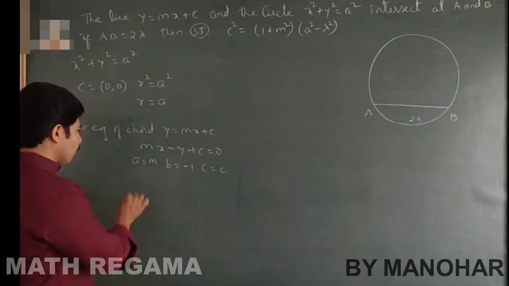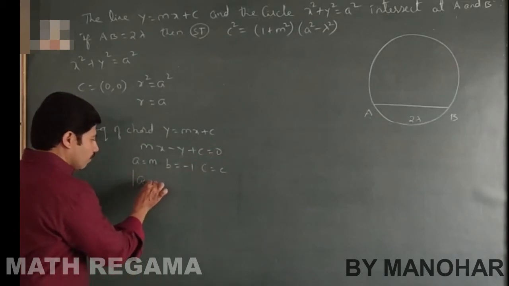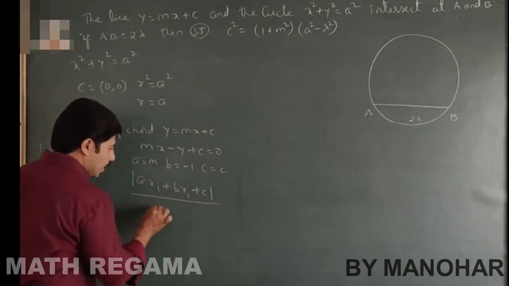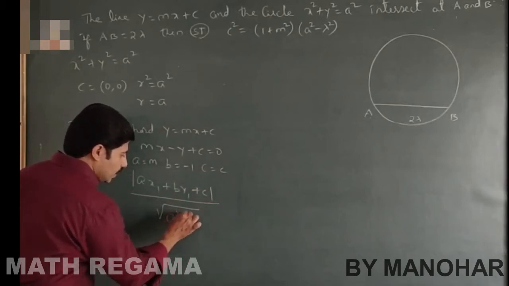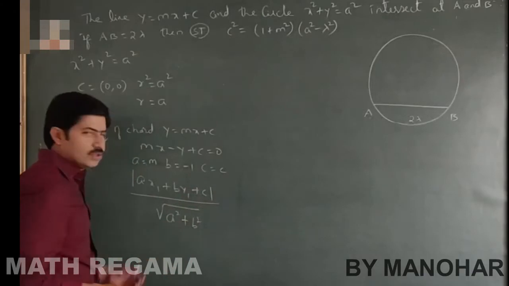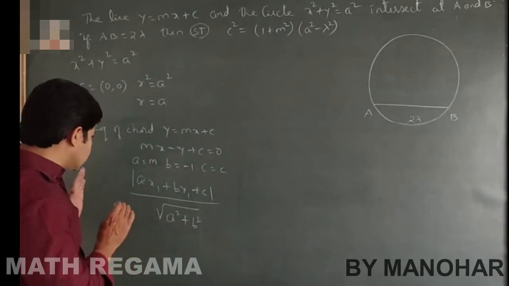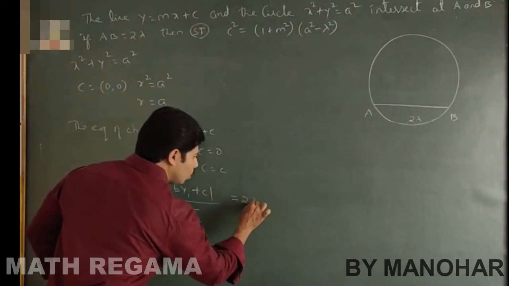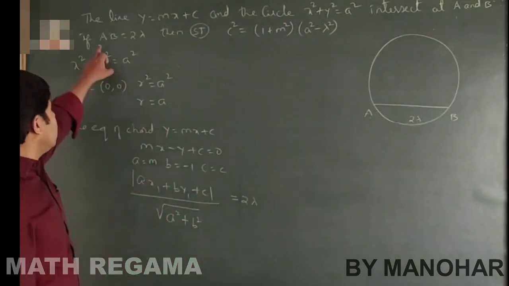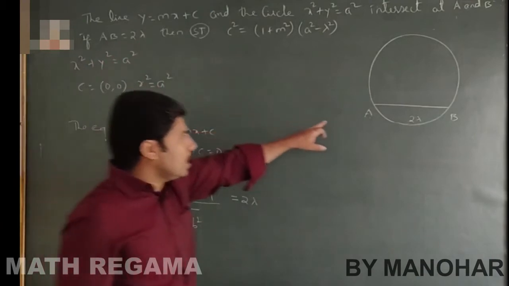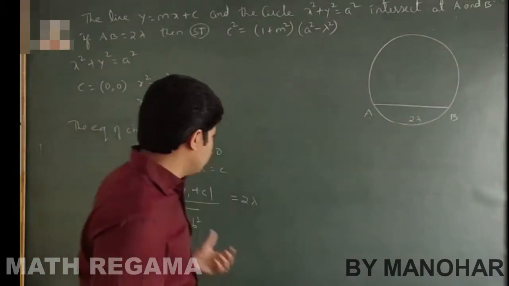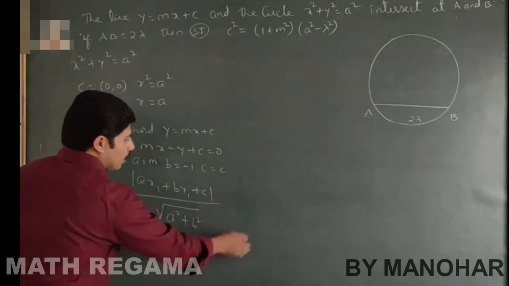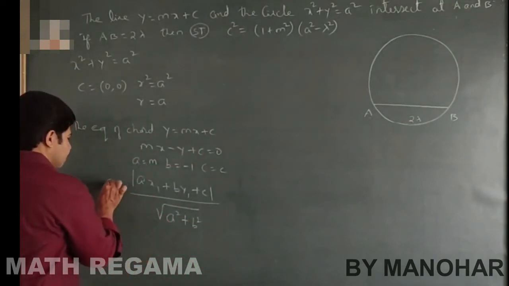So what is length of chord? It is mod of ax1 plus by1 plus c by under root of a square plus b square. So this is the perpendicular distance. Now the length of chord is given as 2 lambda. See, AB is equal to 2 lambda. AB is nothing but length of chord. So length of chord is 2 lambda. First we will find out d.